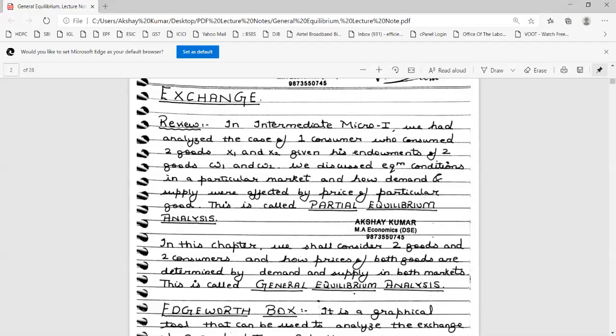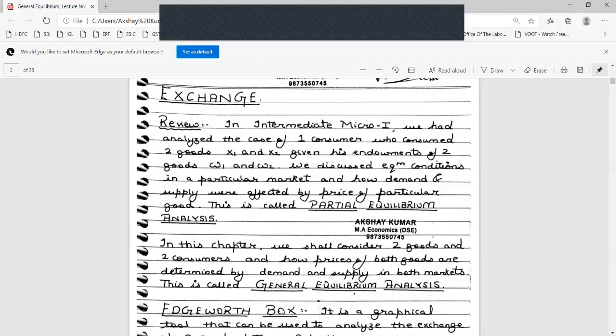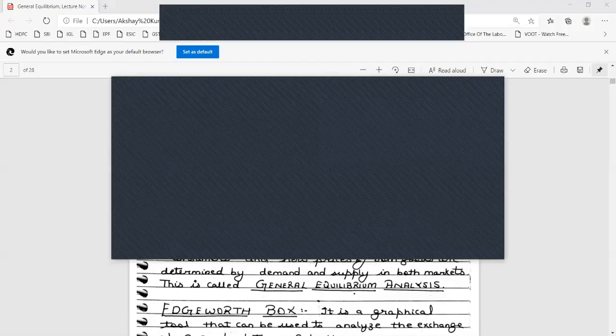Now, when there was only one consumer and two goods, our diagram used to be a two-dimensional diagram, and we used to draw indifference curves and budget lines, if you remember. But now in general equilibrium analysis, the tool we use is called the Edgeworth box. This will actually help us in understanding the concept of exchange. So let me come to the whiteboard. Let us understand what is exactly meant by Edgeworth box and how we can use it as a tool to understand the concept of exchange.